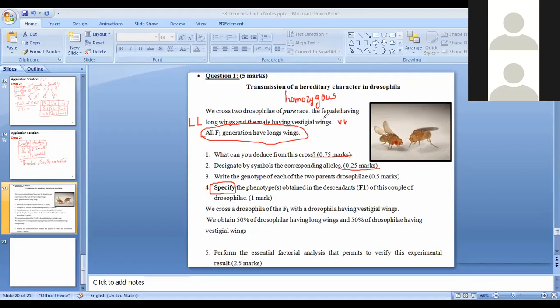Lana, can you hear me? Yes. Specify the phenotypes. Fadl told me long wings, but he could not justify. Can you justify this?